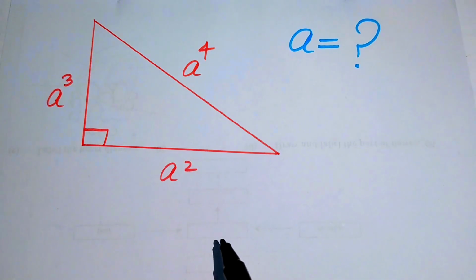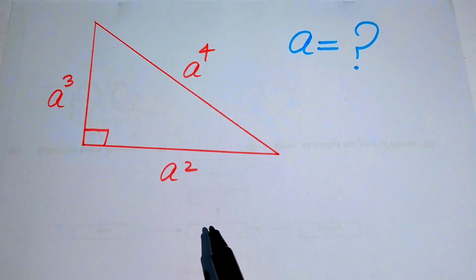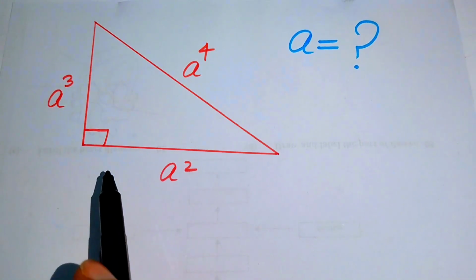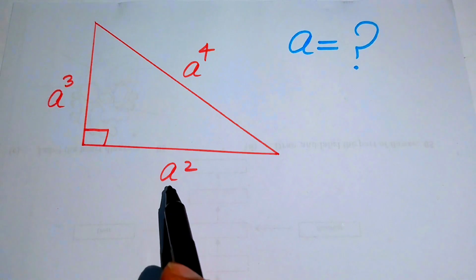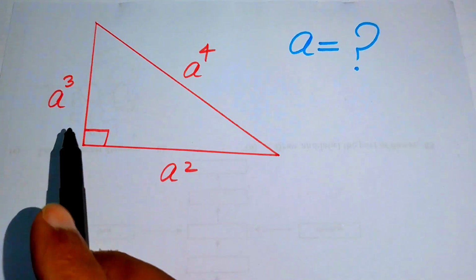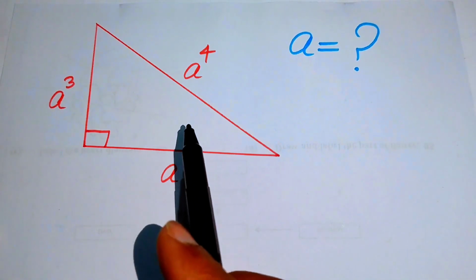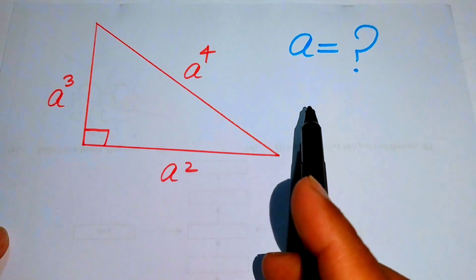In this video, we are going to solve this nice math Olympiad geometry challenge. Here we have a nice right triangle in which the lengths of its sides are a square, a cube, and a to the power of 4 respectively. And here we find the value of a.